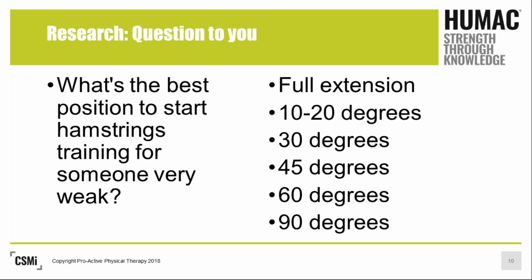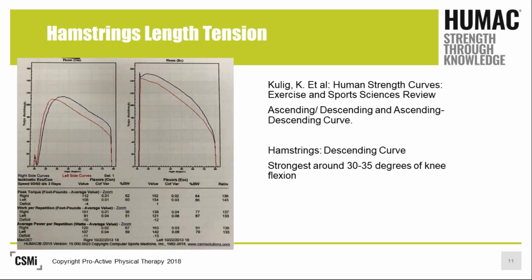So I've seen literature talk about 90 degrees because they put somebody in that position. But what's really interesting is when we go back and look at human strength curves in Science and Sports Review, and we talk about the different curves. Not every muscle is an ascending, descending curve. Some of them are ascending curves, some of them are descending curves. Hamstrings happen to be a descending curve. They're strongest around 30 to 35 degrees in the range of motion. And that's what we're actually looking at when we do this test.